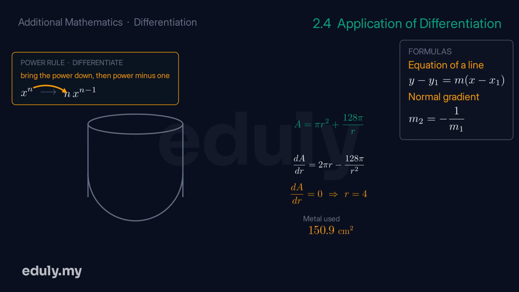Watch r slide. The metal drops, bottoms out, then climbs. That bottom is the least metal this tin can use. Question one of our hook answered.